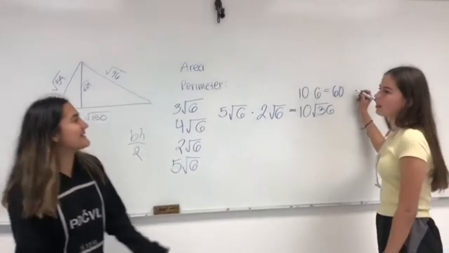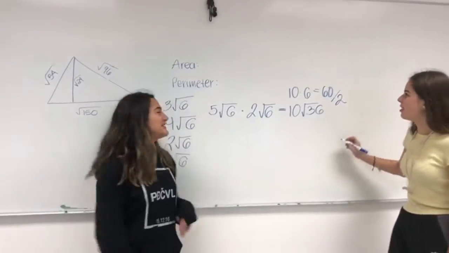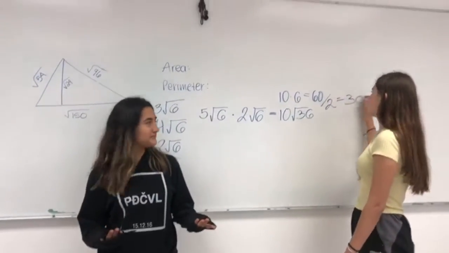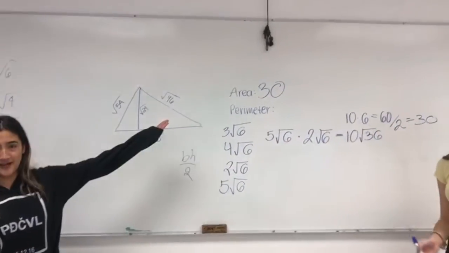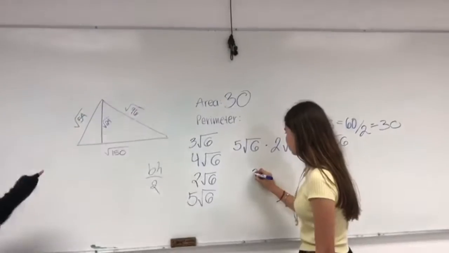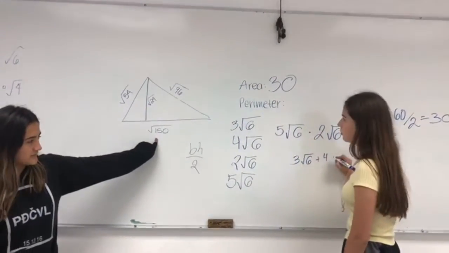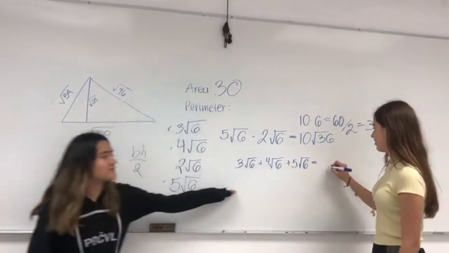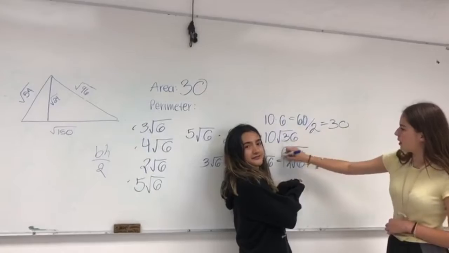Very good. The next thing you're going to do, you're going to divide this one by 2 because that's the formula. And you get 30. And that's your area. And now the perimeter, you're going to add this one, and this one, and this one. And you add it, and you have 12 and 6. And this is your perimeter.